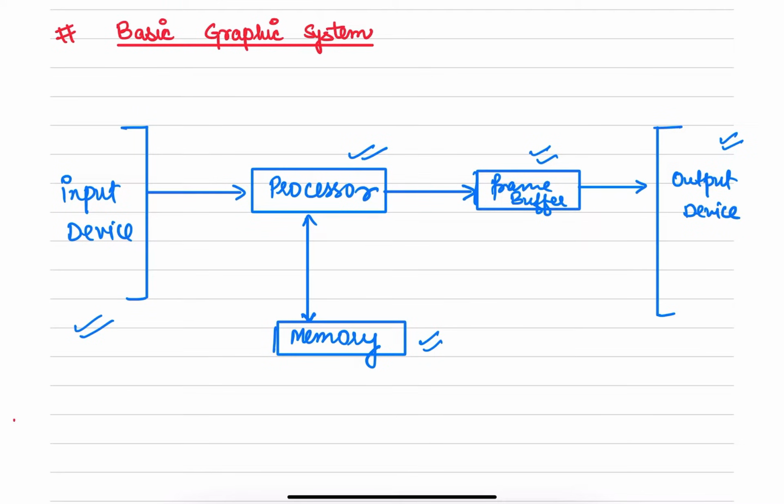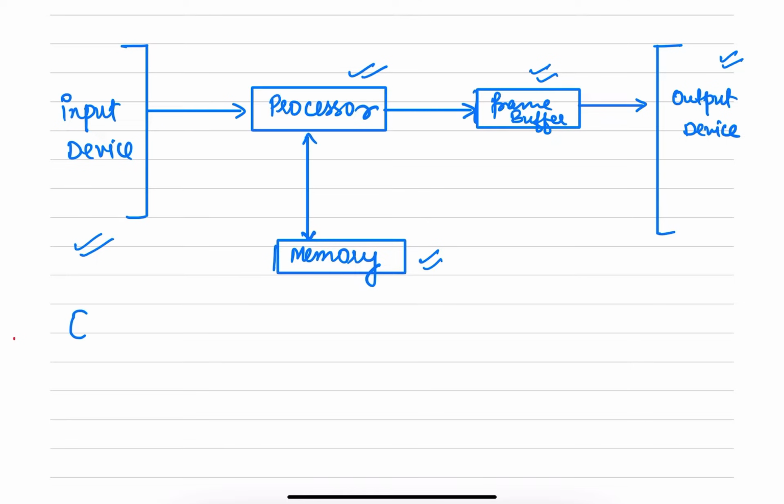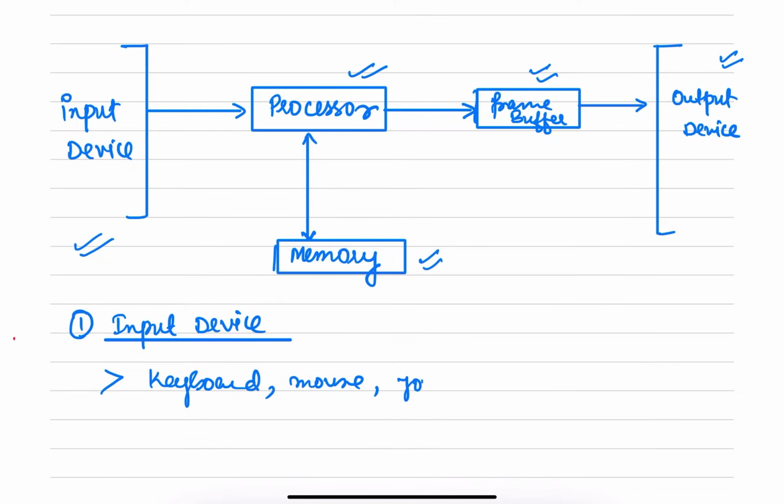So let's start with the input device. You know the input devices, right? Keyboard, mouse, joystick. You can give input to form an image from these devices. So in the input device, you can have your keyboard, you can use your mouse, you can use your joystick.